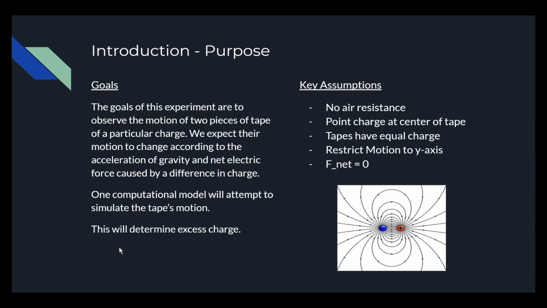So the purpose of this experiment is to show that two pieces of tape repelling each other are going to essentially oppose the effect of gravity and suspend themselves, and then we're going to use that through a computational model and also a qualitative analysis to determine the excess charge on the tape. Some key assumptions are that the tape is a point charge, that way we can simulate it pretty easily, that they have equal charge, that they are only moving in the y-axis, and that the net force is zero.